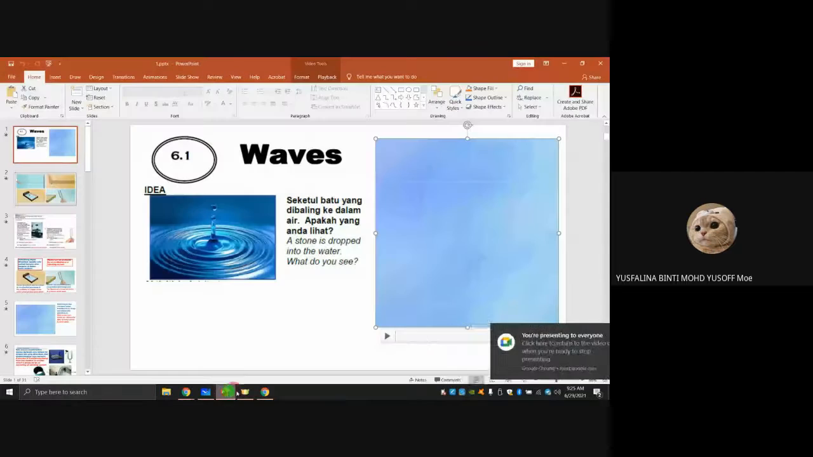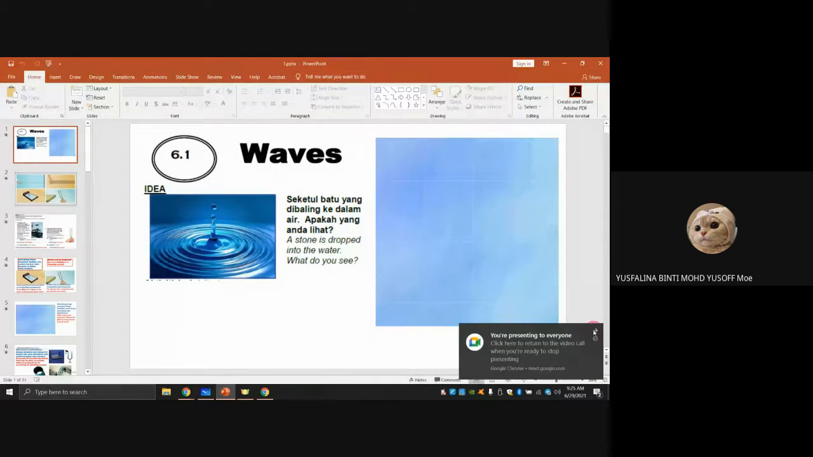So for this one, it said a stone is dropped into the water. Okay, so what do you see? So let's see the video. For this one, you have to see at the mid there because at this app we cannot play the video. So I'm not sure why. So I will share my screen to you so we can see the video, right?